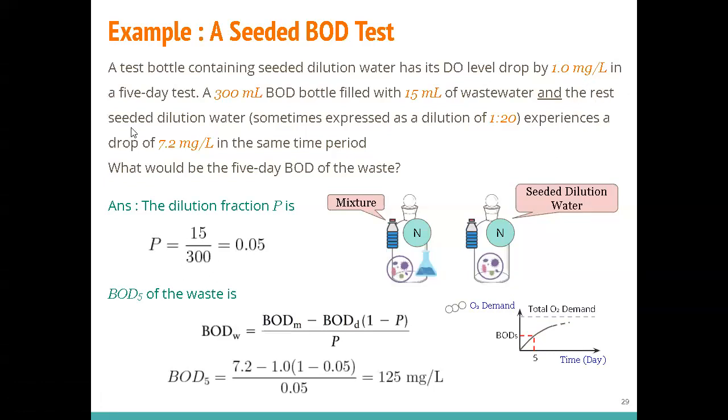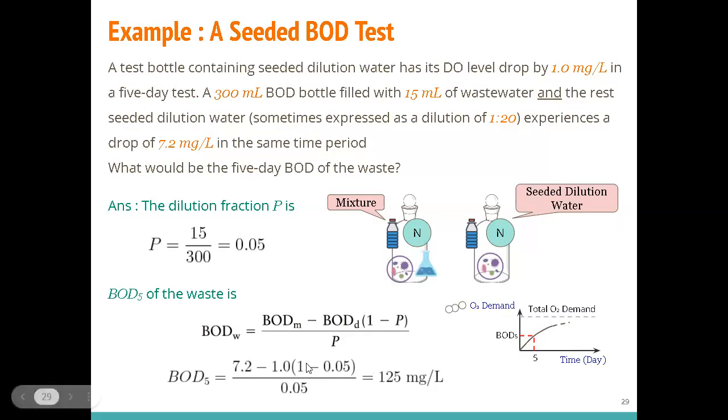Okay. And the rest of the seeded, okay, it's not calculating that for you. It's just 300 minus 15, right? The volume of your seeded dilution water. It experiences a drop of 7.2 milligram per liter at the same period of time, meaning the mixture, right? The seeded water is the mixture. So you put 7.2 here. The drop is 7.2. The drop for the dilution water is 1. And P is just the dilution fraction. So putting everything in here, we know that the BOD5 for just the wastewater is 125 milligram per liter.